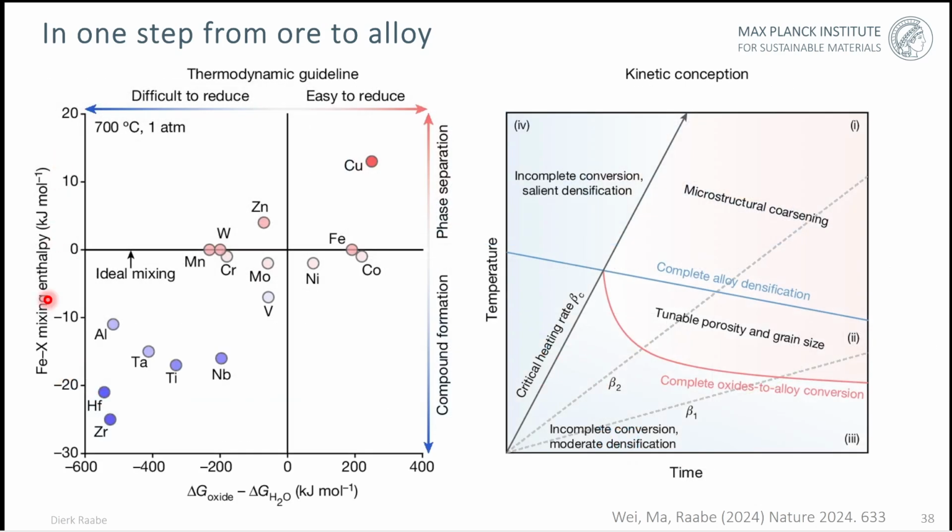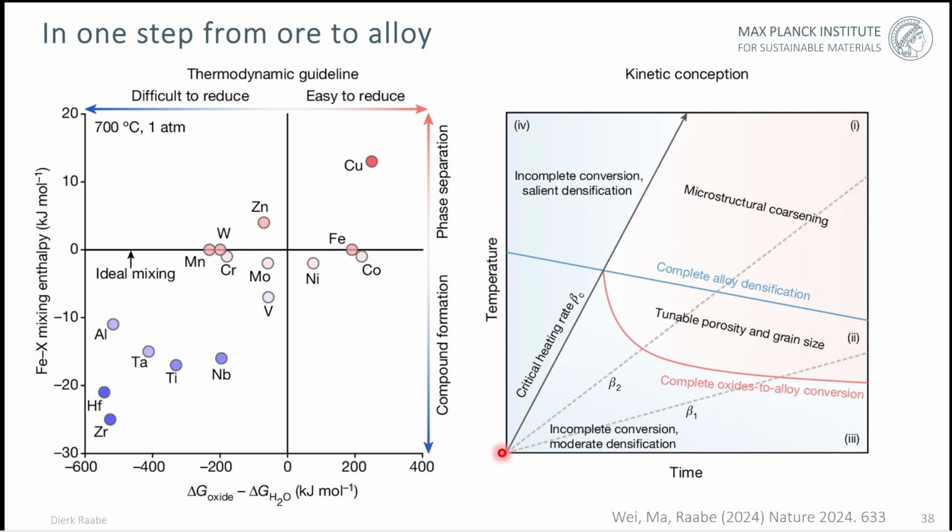And when you cast this into a certain property map, you can see here on the left-hand side the iron-to-element mixing enthalpy plotted, which tells you whether we will encounter more a solid solution, high entropy type of system, or whether we will encounter a two-phase or multiple phase type of decomposition. And on the right-hand side, you can see the Gibbs free energy of the oxide minus the Gibbs free energy of the water, which tells you whether these elements are accessible to hydrogen-based reduction or not. And that shows you certain sweet spots of materials that could be tested out in such a procedure.